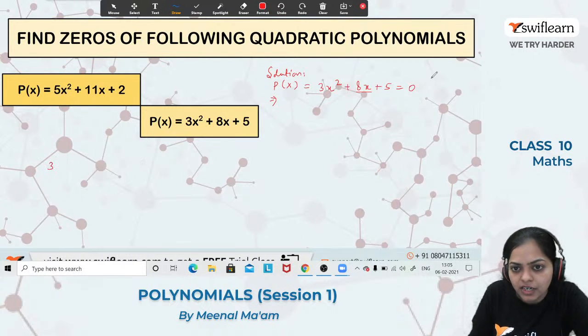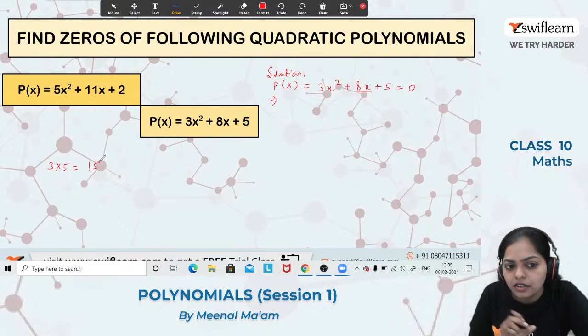In the rough work, I will do this. The coefficient of x square is 3 and the constant term is 5. I have taken the multiplication of these two terms. 5 3s are 15. Then I have to take the multiples of 15, so that when I add those factors, I will get 8x.